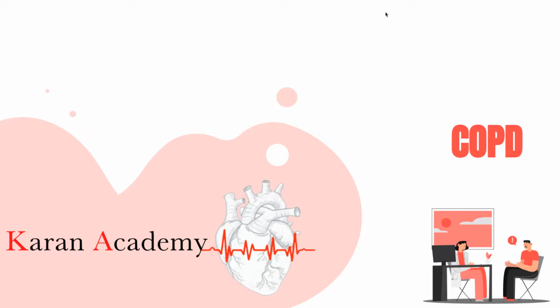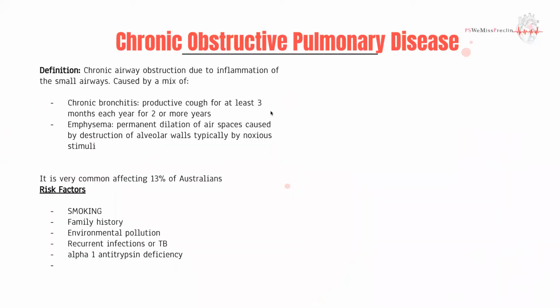Today, we'll be talking about COPD. So what is COPD? As the name suggests, it's a chronic airway obstruction because of inflammation of the small airways. And typically, that has two components. We have chronic bronchitis, bronchitis just meaning inflammation of the bronchi, and that often is characterized by a productive cough for at least 3 months each year for 2 or more years, which is where the chronic part of it comes in. And the second half of that is emphysema.